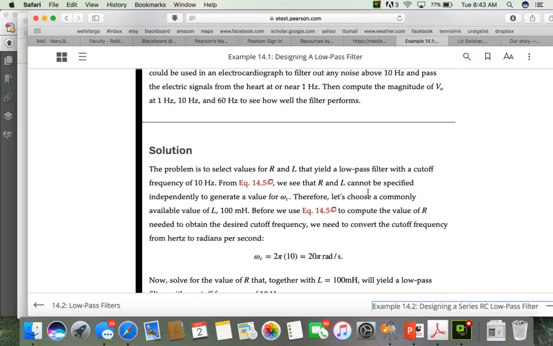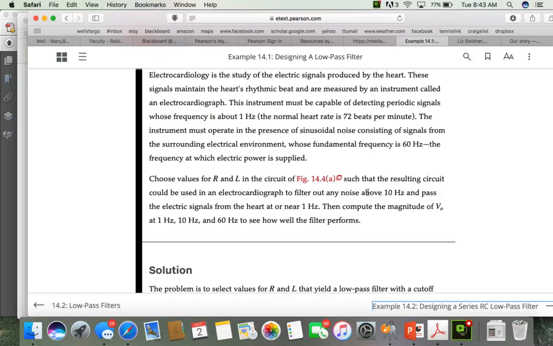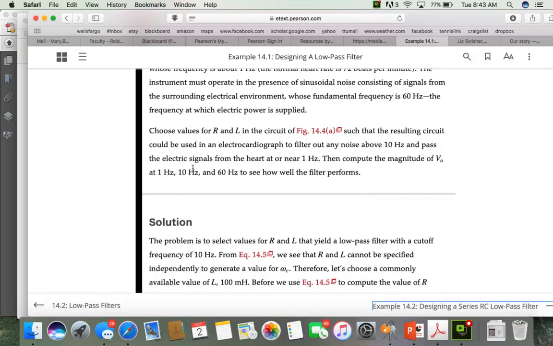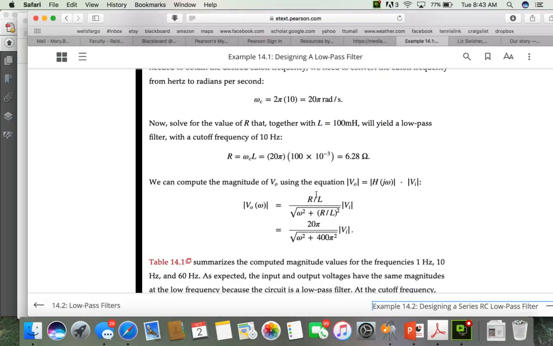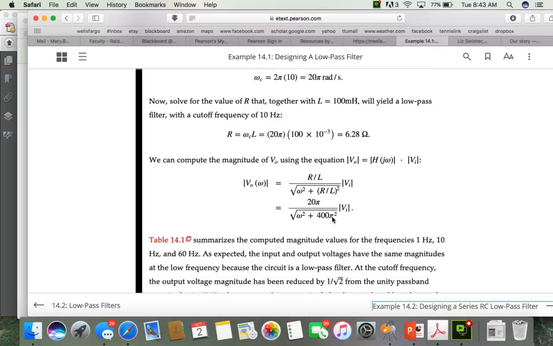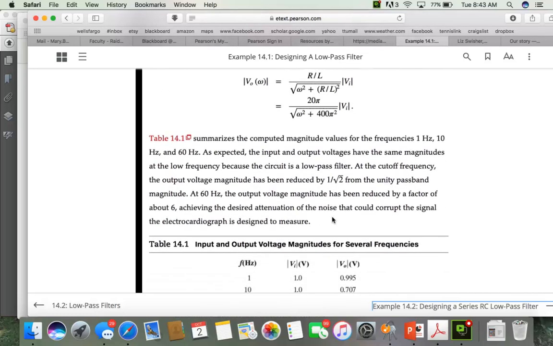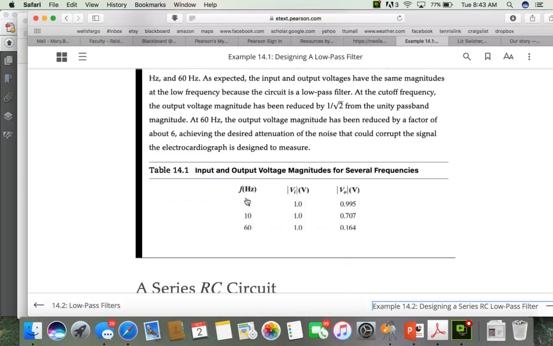So now the problem asks us to calculate the magnitude at 1 hertz, 10 hertz, and 60 hertz. So here's the expression for the magnitude of the output voltage as derived earlier, and R over L is known, so we can plug in 20 pi for R over L and 400 pi squared for (R over L) squared. Basically, what you would do is plug in the three different values of omega and calculate the result. And if you do that, that's shown here.